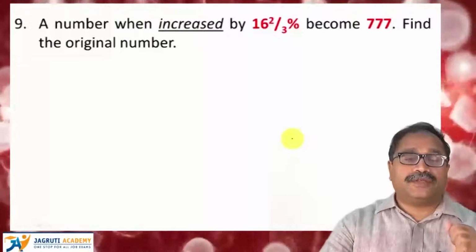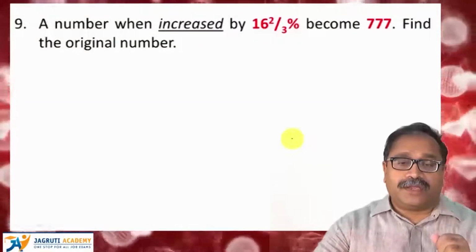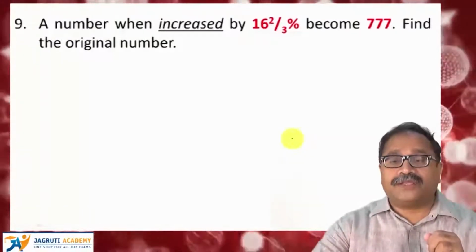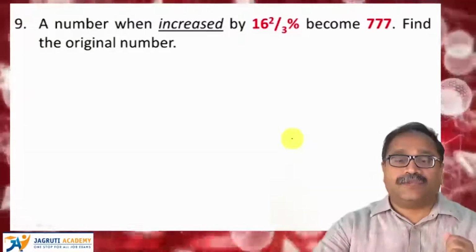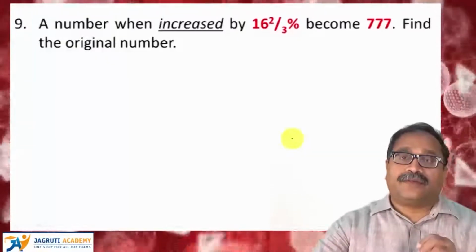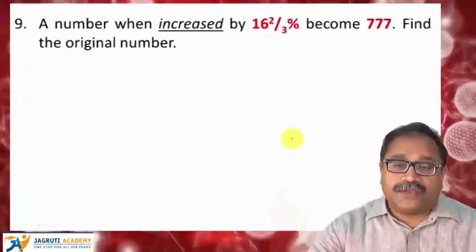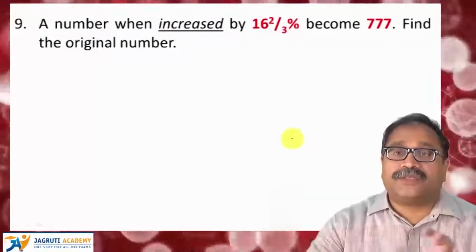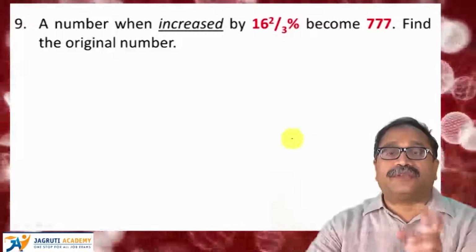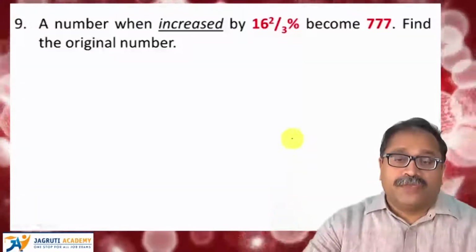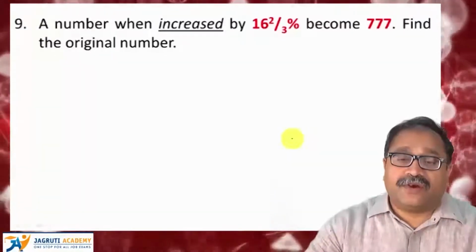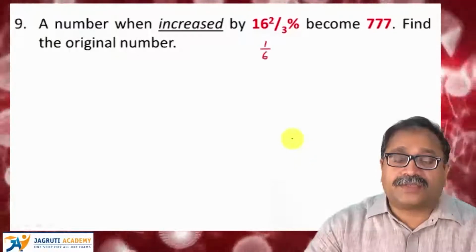Okay, let's consider this question. A number when increased by 2 by 3% becomes 777. Find the original number. Here you might have observed that 2 by 3% is not a round figure like 20%, 25% or 30%. So we must know the fraction value of it, which is 1 by 6.